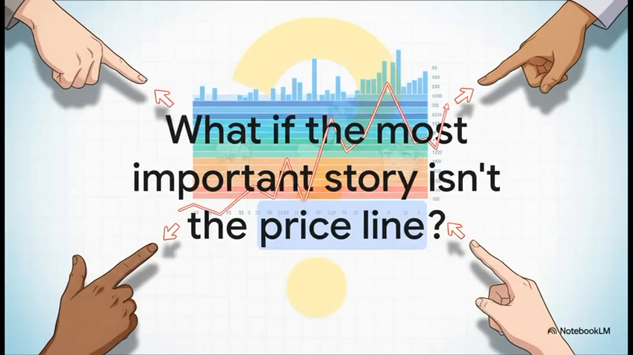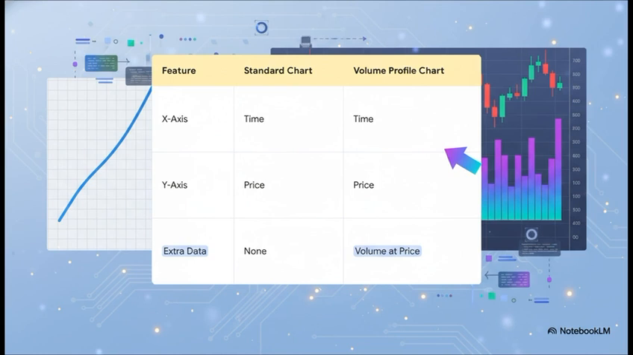Right, so we're all taught to just follow that price line as it wiggles across the screen. But what if that's just the end of the story, not the story itself? What if the real drama, the conviction of buyers and sellers, is actually happening somewhere else on the chart, hidden in plain sight?